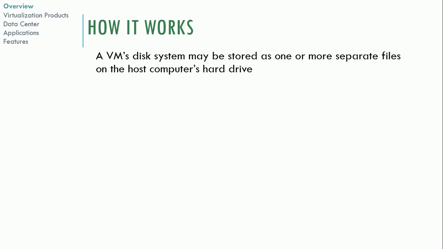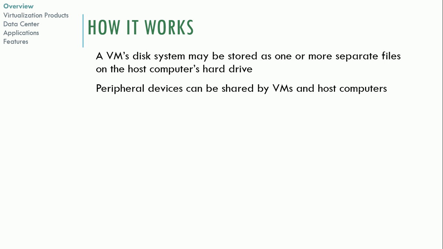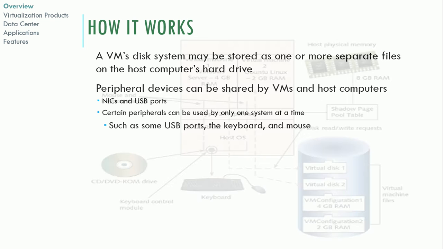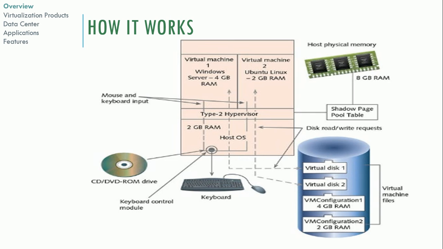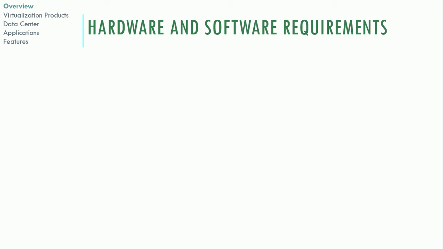So a virtual machine's disk system may be stored as one or more separate files on the host computer's hard drive. Peripheral devices can be shared by the VM's host computers, such as network interface cards, your USB ports, printers, keyboard, mouse, all of those things are shared. So the hypervisor's job is to basically mediate some of that sharing of these different resources amongst the different virtual machines, and also to abstract that from the virtual machine and interact with the operating system. As I said, in some cases with a Type 1 hypervisor, the operating system is the hypervisor in that case, which, as you can guess, makes it much more efficient.